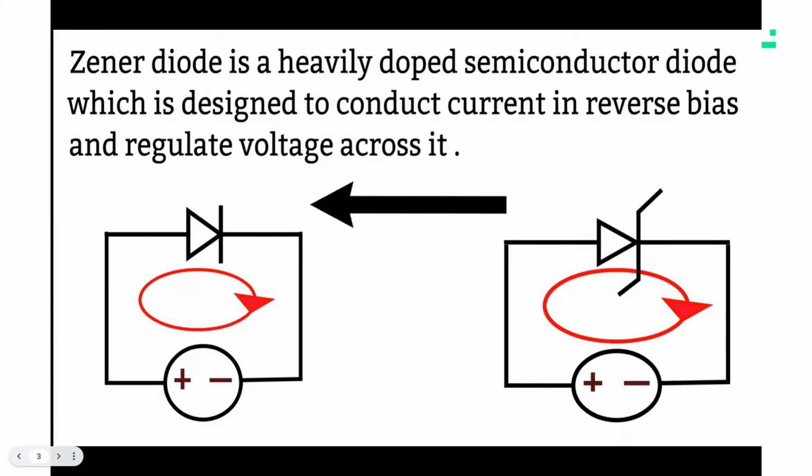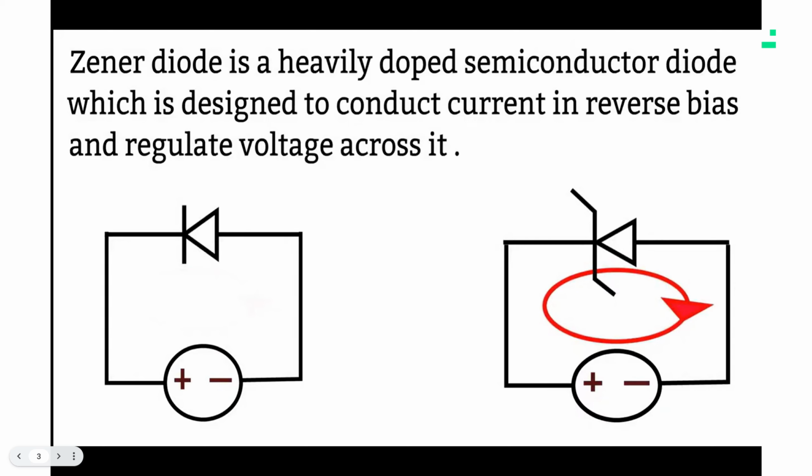It means the Zener diode maintains a constant voltage, which means whatever you change in the circuit, the Zener diode keeps a constant voltage across its zone.